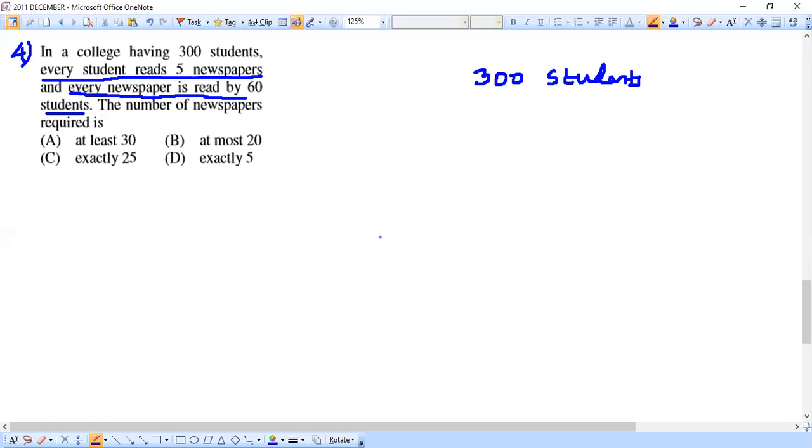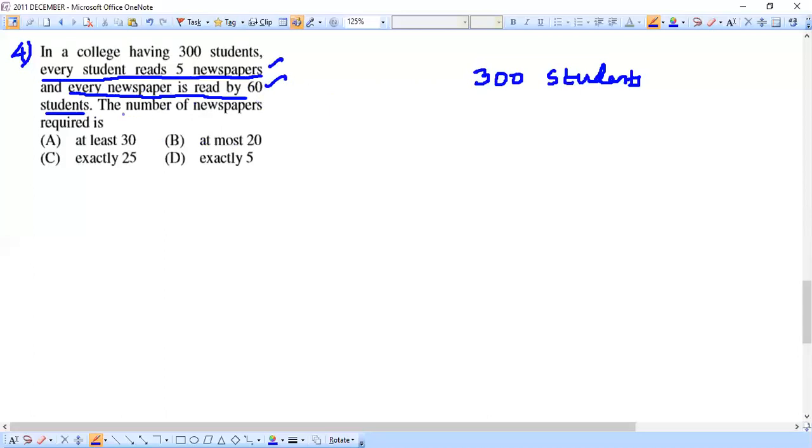If there's one student, that one student is supposed to read five newspapers. One student is reading 5 newspapers. This is what the statement is saying. And one more piece of information is also given along with this. Every newspaper is read by 60 students. That is, if there's one newspaper, that one newspaper will be read by 60 students. So every student should read exactly 5 newspapers, and every newspaper must be read by exactly 60 students. So we have two conditions here.